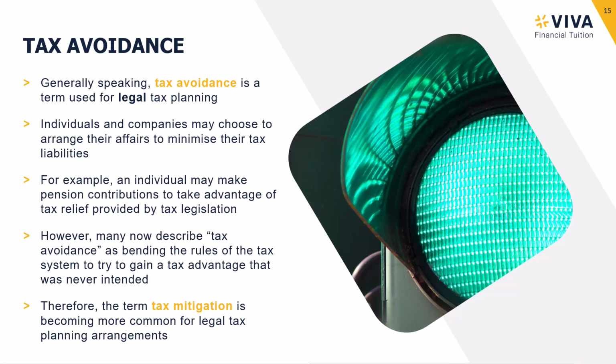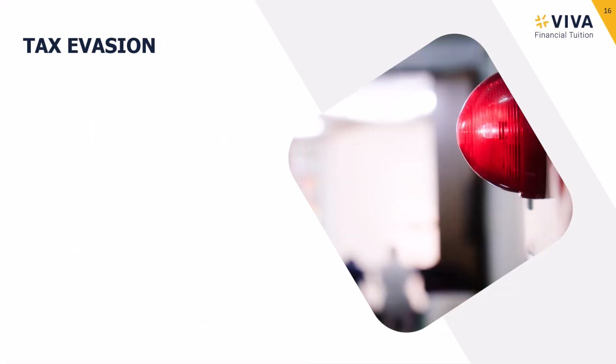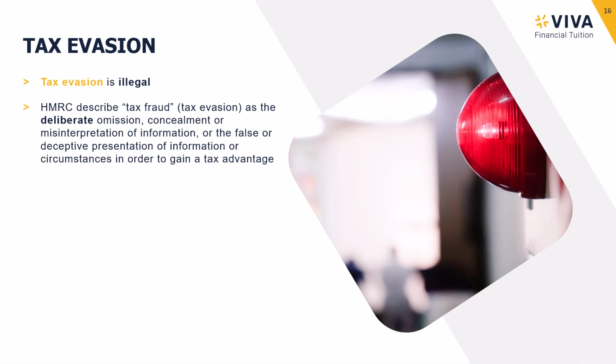Let's now contrast that with tax evasion. Tax evasion is illegal, so that is the key point that you need. Tax avoidance, legal, tax evasion is illegal. Now, HMRC's definition of tax fraud or tax evasion is very broad. Let's take a look at it. It is the deliberate omission, concealment, or misinterpretation of information, or the false or deceptive presentation of information or circumstances in order to gain a tax advantage.